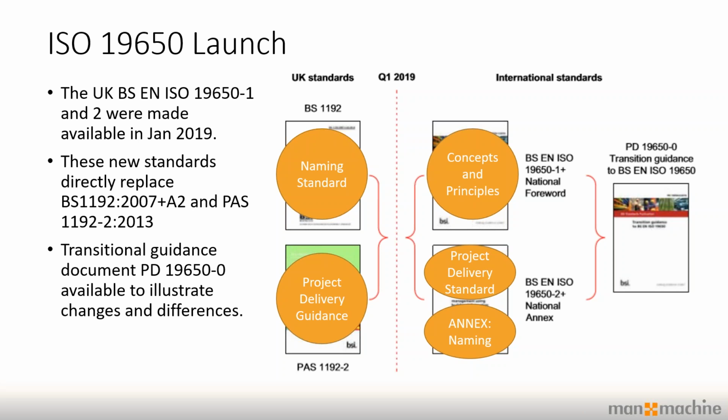But if you get taken on a new project, the likelihood is you will now have to follow 19650 Parts 1 and 2, which covers the concepts and principles of a BIM model, as well as project delivery standards and the naming, which is near enough the same as BS 1192.